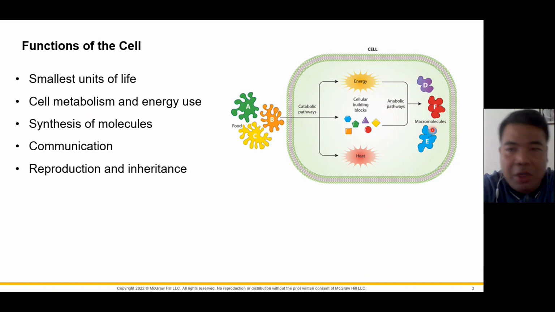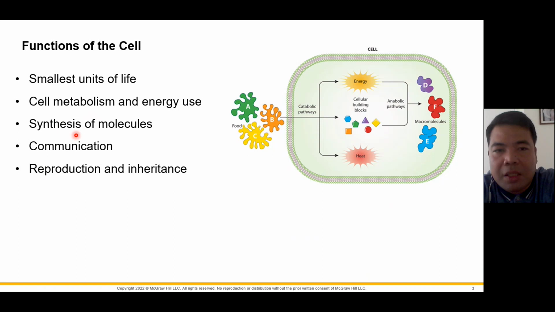So again, cell metabolism has two pathways, the catabolic pathway and the anabolic pathway. Catabolic pathway is when we break down the food that we eat into smaller particles, into cellular building blocks, and also produce energy and heat. Now, when we use those smaller building blocks to produce larger macromolecules or other forms of molecules, that is called anabolism. So that is metabolism in general.